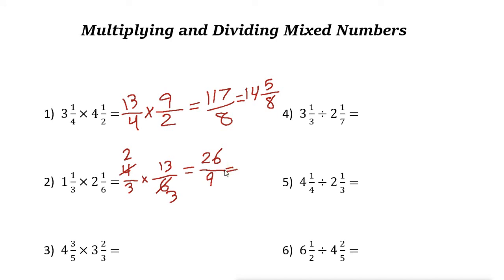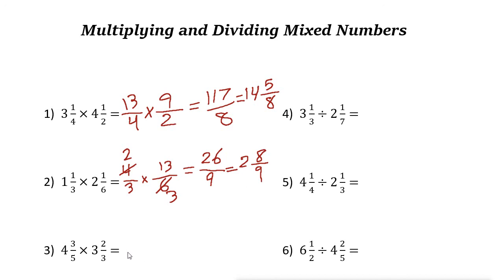Now, if you turn this into a mixed number, 26 divided by 9 is 2, and the remainder is 8. So the final answer is 2, 8 over 9.